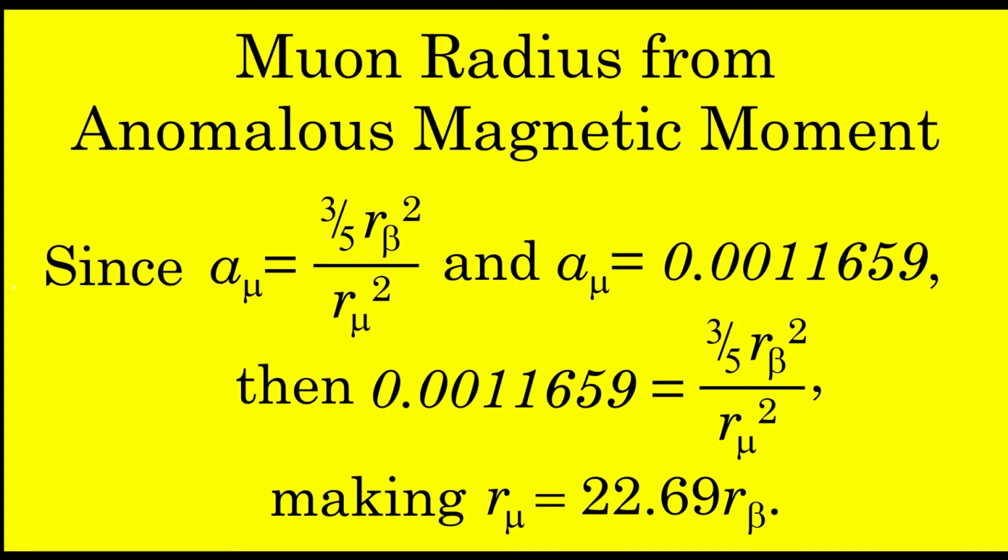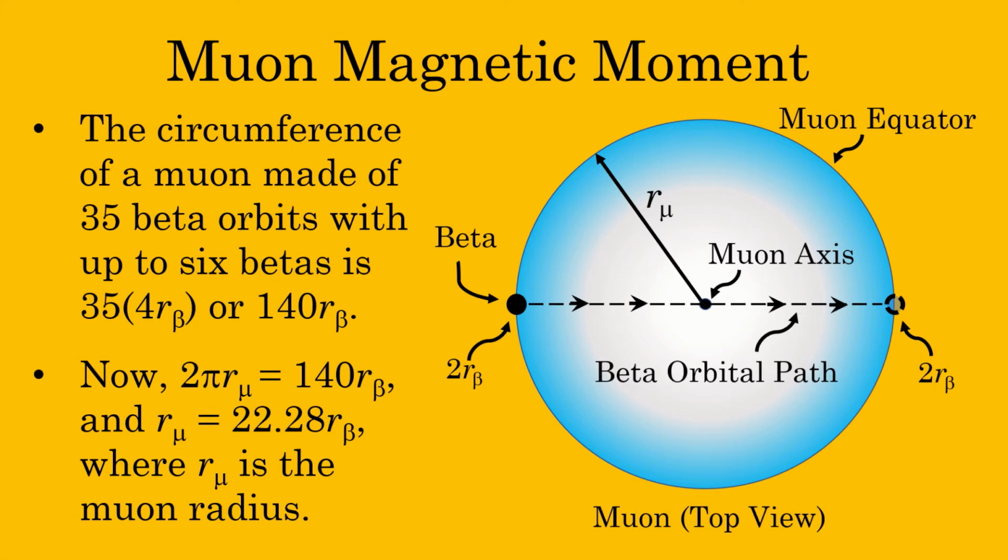This is not right. This problem can be resolved, however, by putting 6 beta particles, 3 positive and 3 negative, in an orbit. This reduces the 207 orbits with 1 particle in them to 34 orbits with 6 particles and 1 orbit with 3 particles, for a total of 35 orbits. With 35 orbits, the muon circumference is just 35 times 4r sub beta, or 140 r sub beta. If we divide 140 r sub beta by 2 pi, we get a muon radius of 22.28 r sub beta, which agrees well with the 22.69 r sub beta from the magnetic moment calculation.